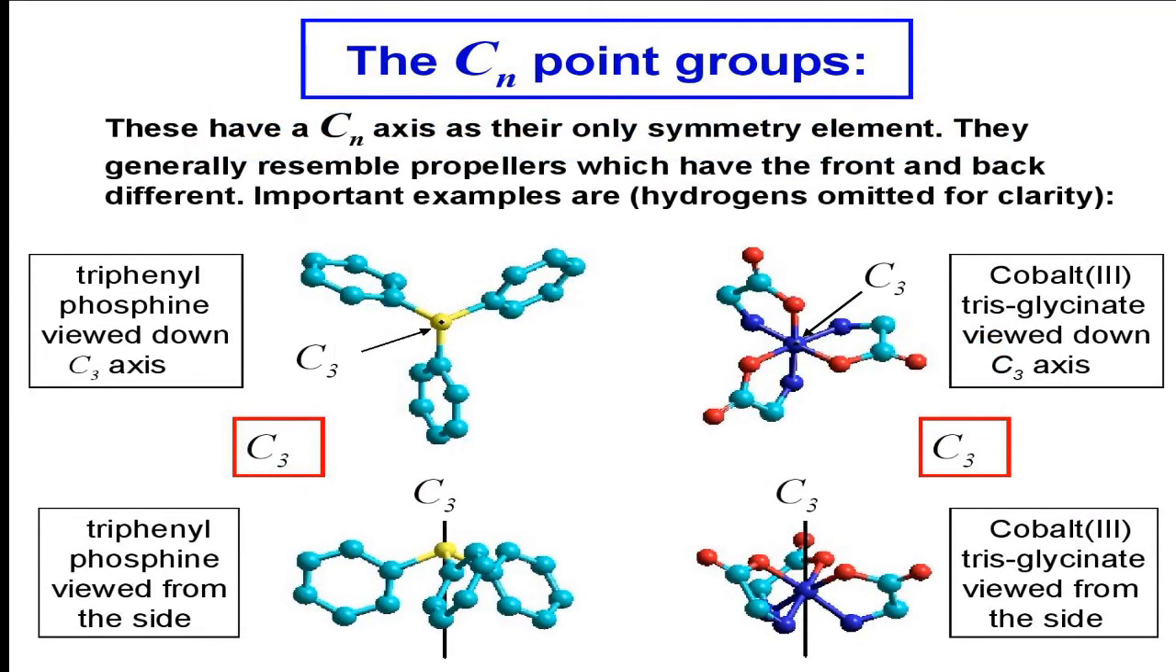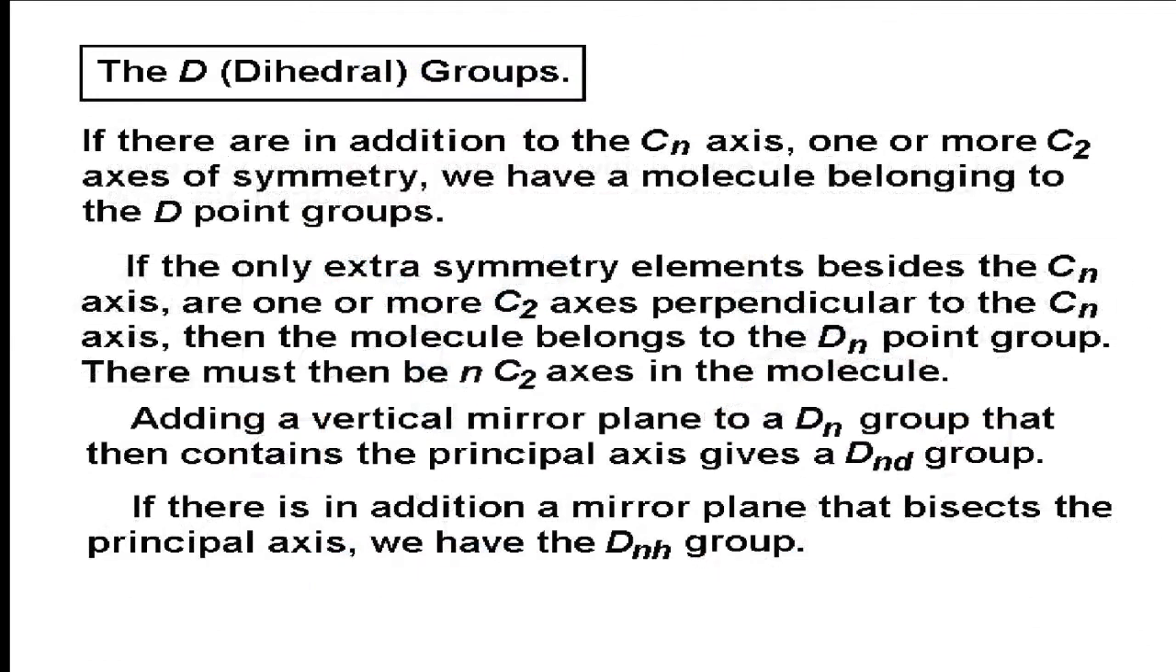Then the Cn point group. See, the Cn axis is the only symmetry element. They generally resemble propellers, which have the front and back different. The important example is triphenylphosphine, hydrogen omitted for clarity, viewed from the side. So these rings are perpendicular to each other. Hence, they belong to the point group Cn. If it possesses C3, then C3. If it possesses C4, then C4. And accordingly, we can view the molecule.